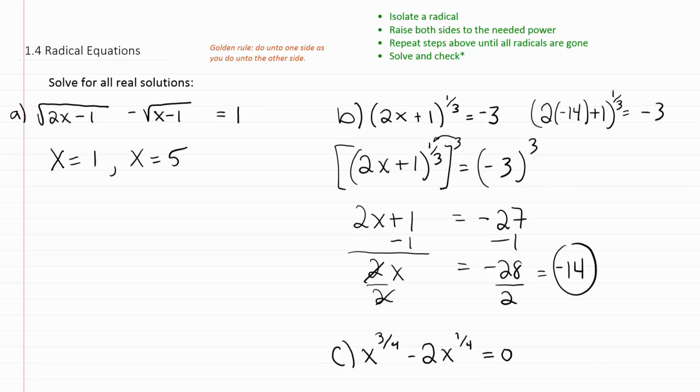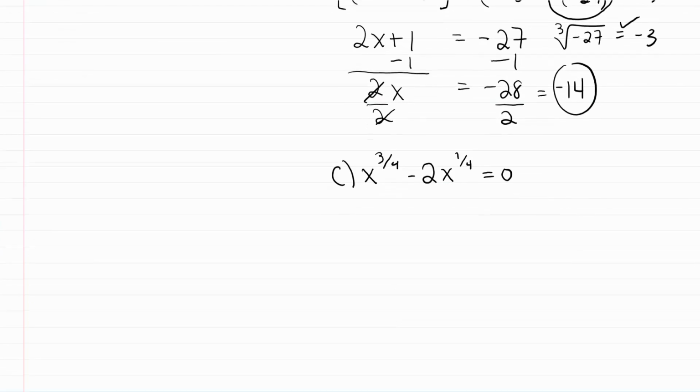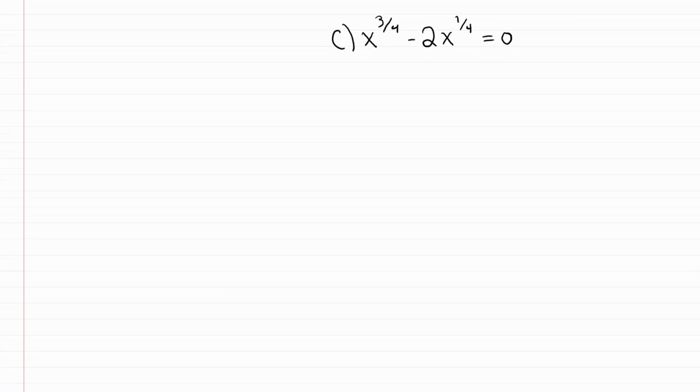Well, 2 times negative 14 is negative 28, right? Then we'll add 1 to that. And that, of course, will make negative 27 to the 1/3 power. Is that the same as negative 3? So the third root of negative 27 is indeed negative 3. So our answer checks. All right, let's finish this video up by looking at example C here.